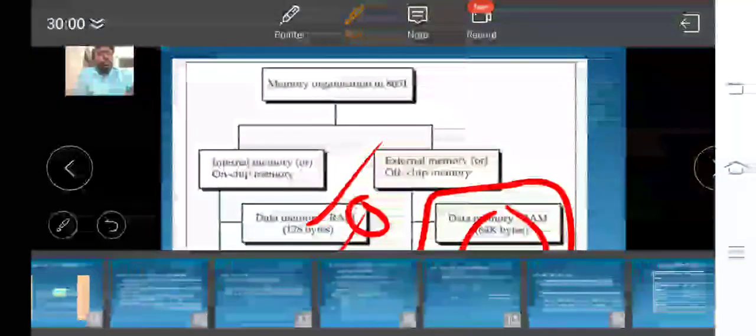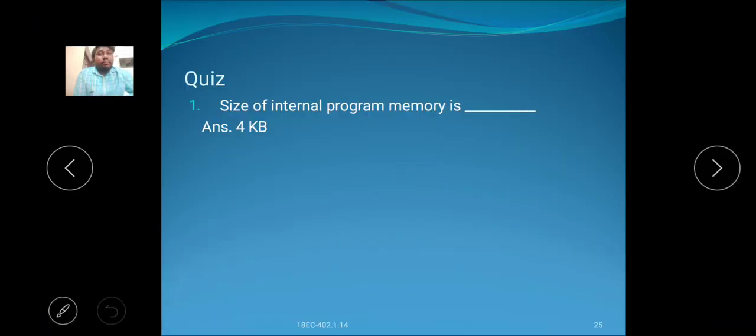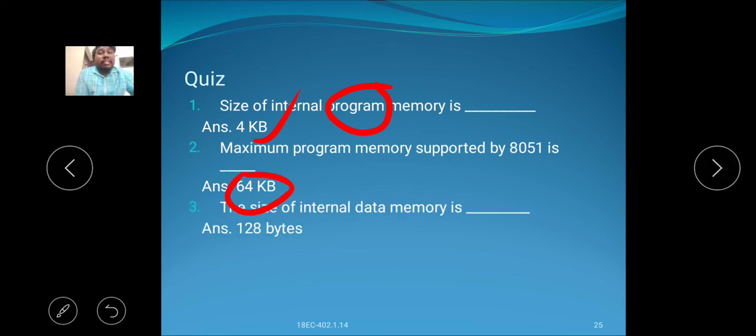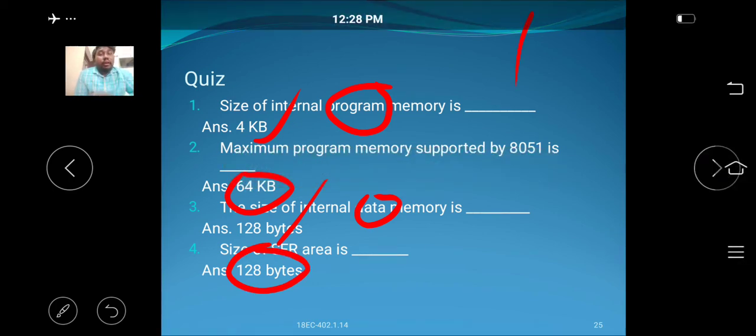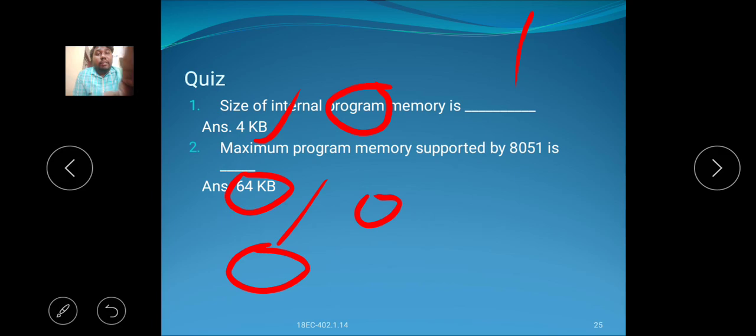Again I am going to discuss the quiz questions related to this topic. The size of internal program memory is 4 kilobytes. The maximum program memory supported by 8051 is 64 kilobytes. The size of internal data memory is 128 bytes. The size of special function registers is 128 bytes. I hope all of you understood the memory organization of the 8051 microcontroller.